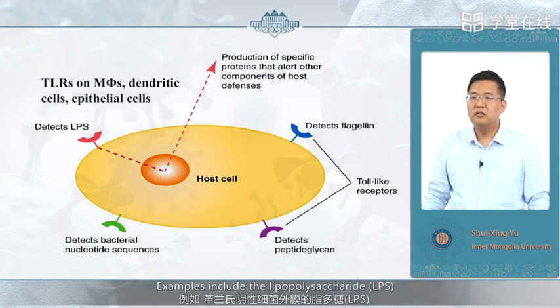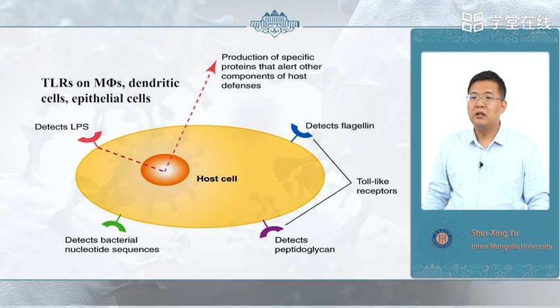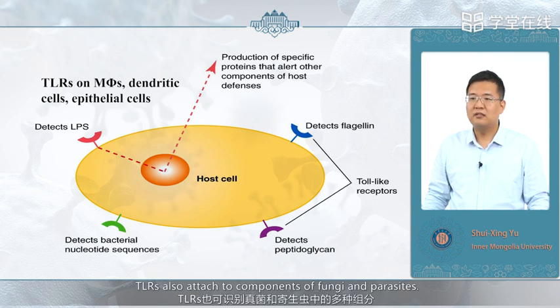Examples include the lipopolysaccharide, LPS, of the outer membrane of gram-negative bacteria, the flagellin in the flagella of bacteria, the peptidoglycan in the cell wall of gram-positive bacteria, the DNA of bacteria, and the DNA and RNA of viruses. TLRs also attend to compounds of fungi and parasites.